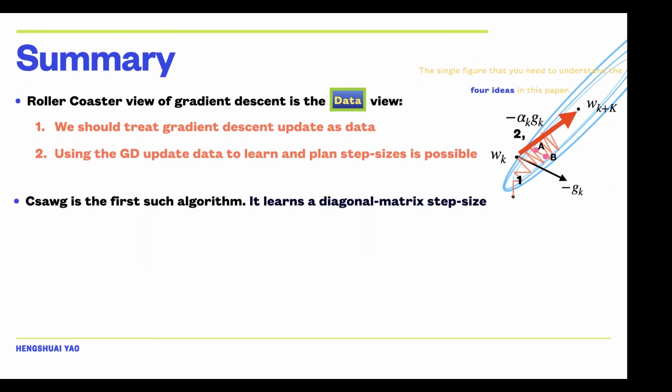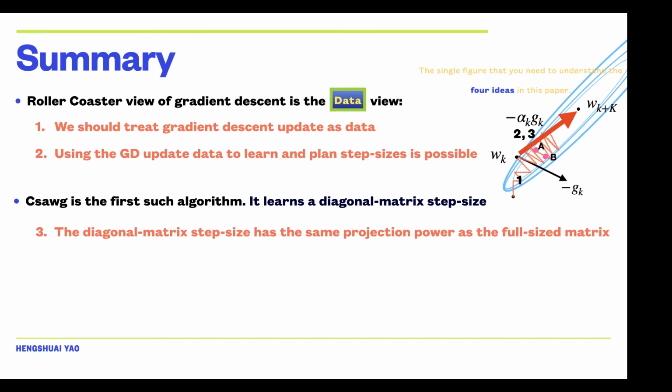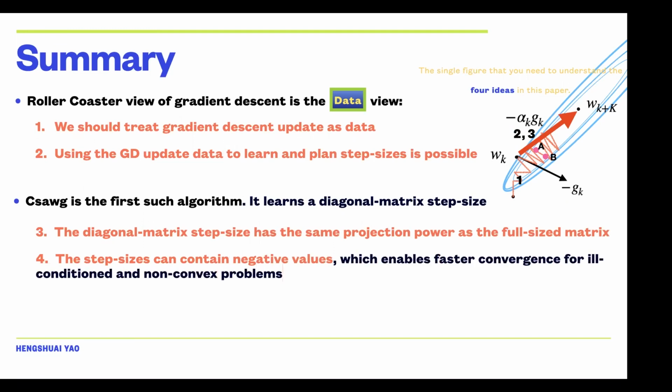It learns the diagonal matrix step size. Third, the diagonal matrix step size has the same projection power as a full-size matrix. Fourth, the step sizes can contain negative values, which enable faster convergence for ill-conditioned and non-convex problems. So this is the end of the talk. I think we better give time for questions and discussions. If there is more time, we can discuss the convex problem. For now, let's take questions.